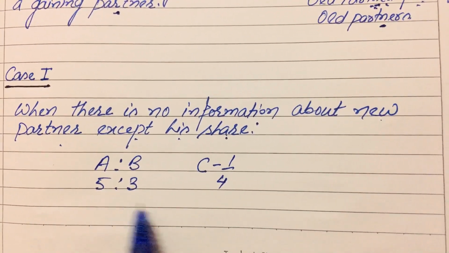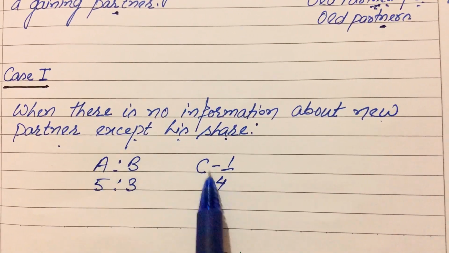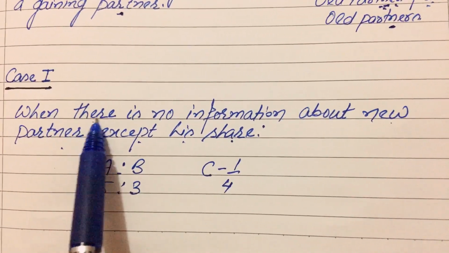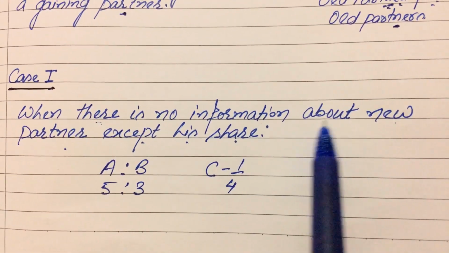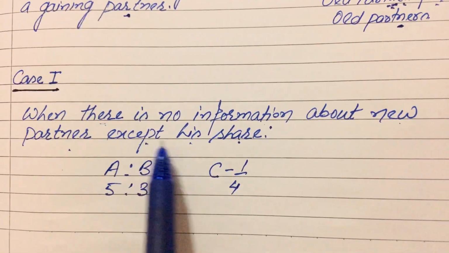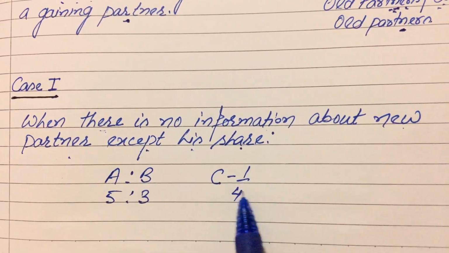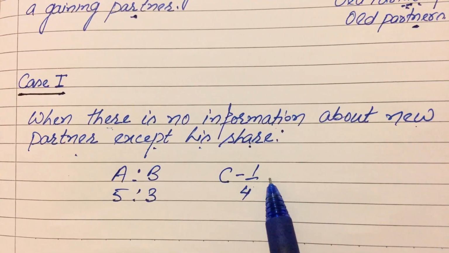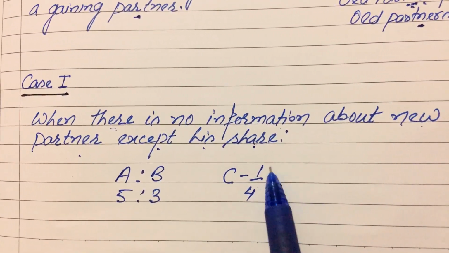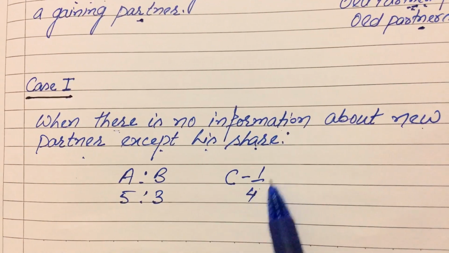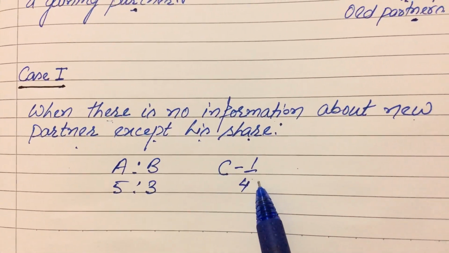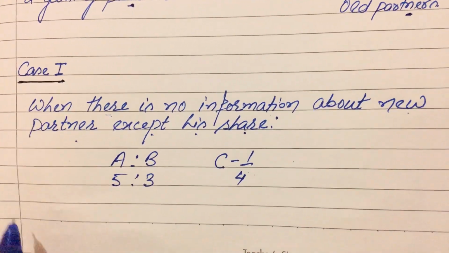Now compare the given information with the first case, and the first case is when there is no information about the new partner except his share. Now the new partner's share is given in the question, but we do not have any other information other than the new partner's share. Now in this case, how we will solve the question, we will see here in the solution.